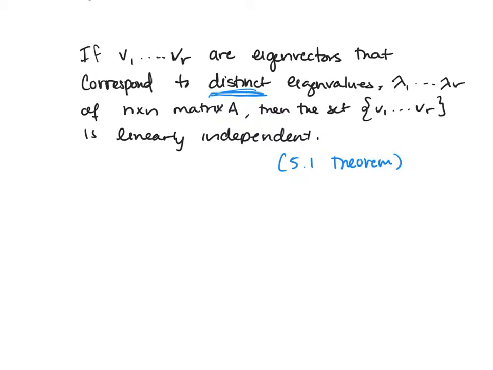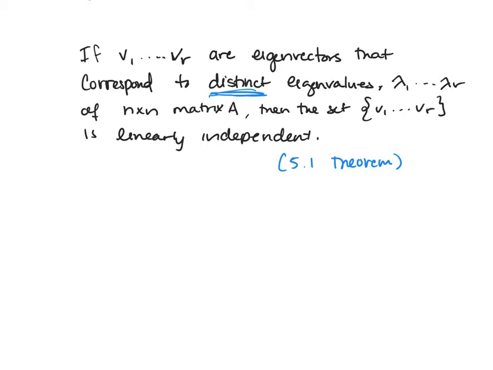But if you have multiplicity, that means you have a repeating of the eigenvalue. 1 occurs twice or 6 occurs twice. In this situation, if you have two eigenvalues that are the same, their eigenvectors will also be the same, which by definition means they cannot be linearly independent.